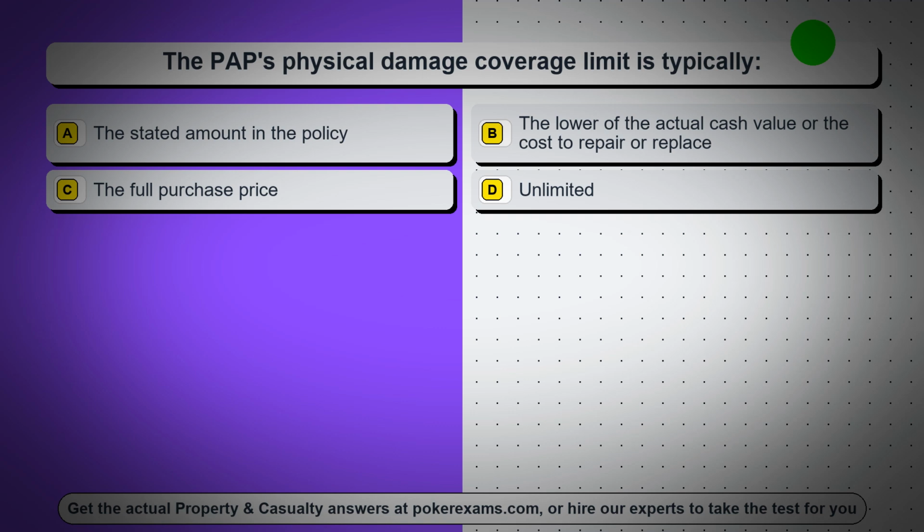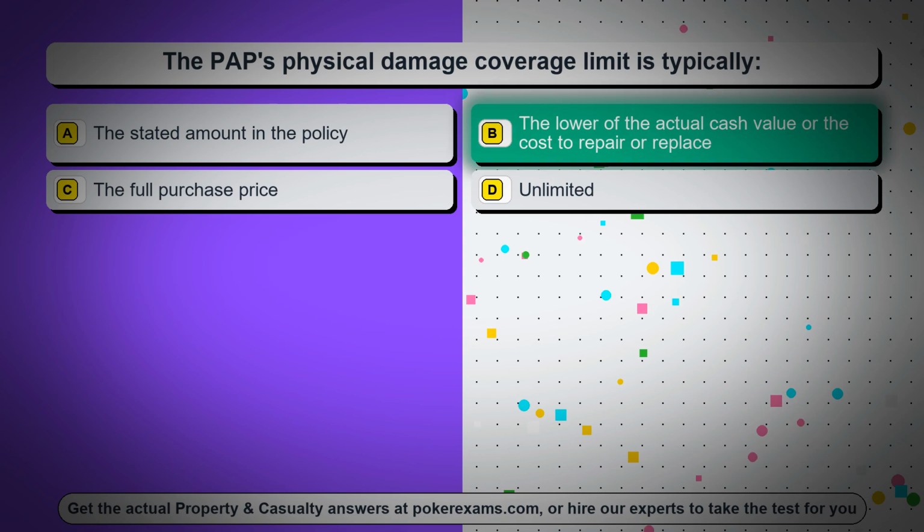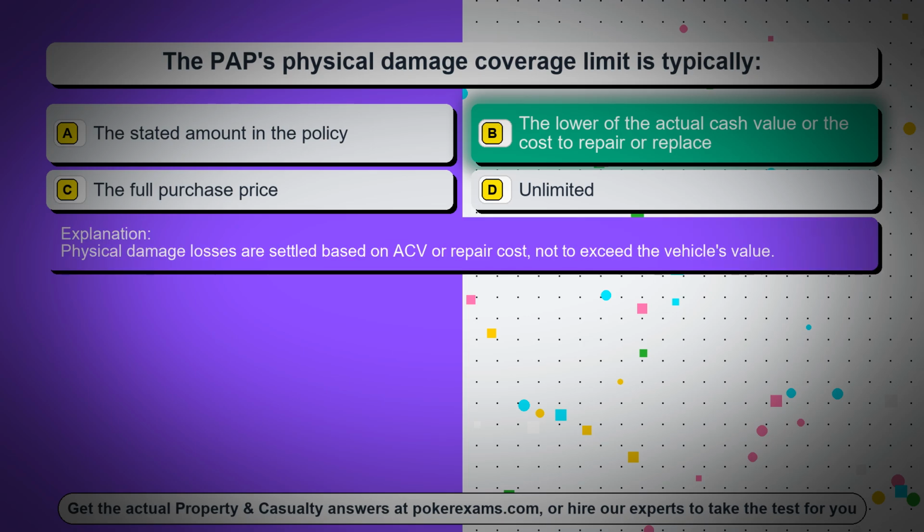Question 1. The PAP's physical damage coverage limit is typically, option A, the stated amount in the policy, option B, the lower of the actual cash value or the cost to repair or replace, option C, the full purchase price, option D, unlimited. The correct answer is option B, the lower of the actual cash value or the cost to repair or replace. Physical damage losses are settled based on ACV or repair cost, not to exceed the vehicle's value.